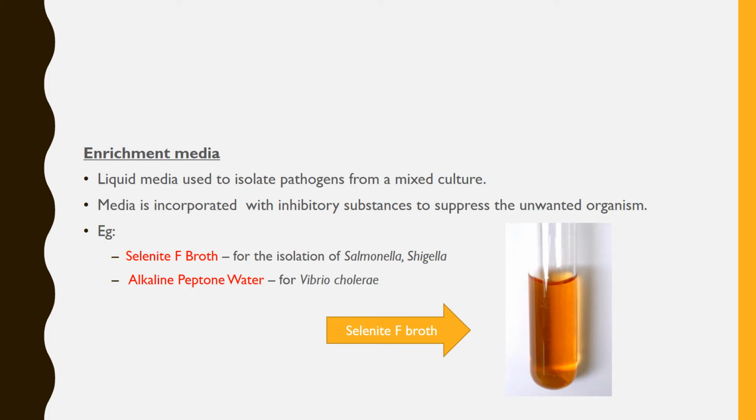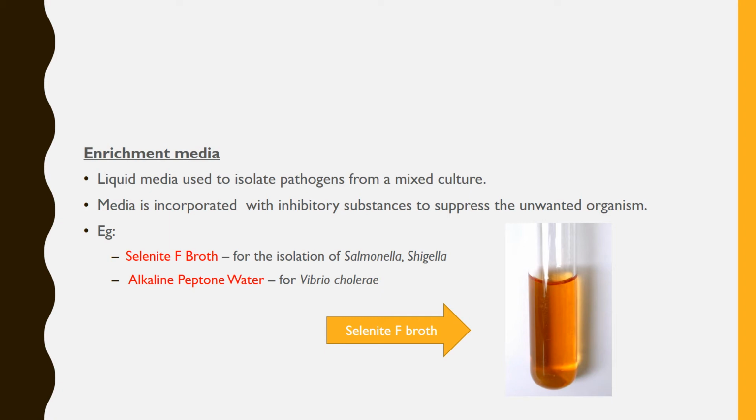For enrichment media, it is used to grow required microorganism while inhibiting the unwanted microorganism. So it is in the liquid form. And the examples of enrichment media are selenite F broth, which is used for Salmonella and Shigella.